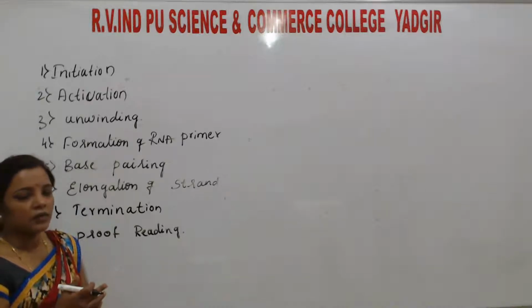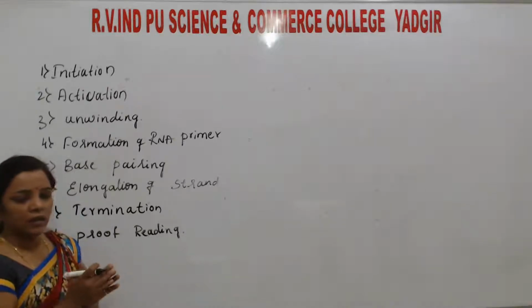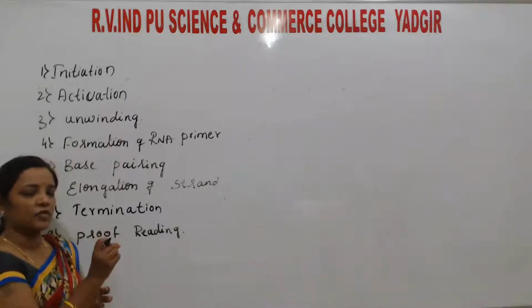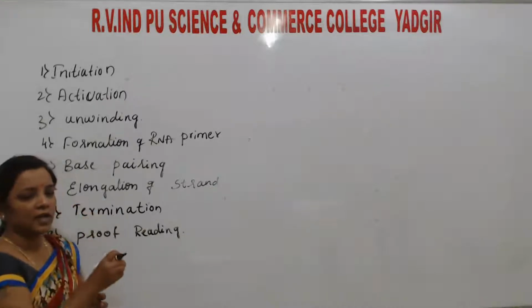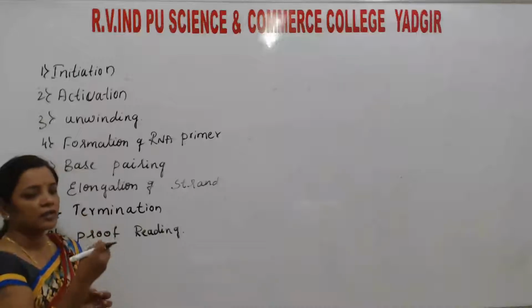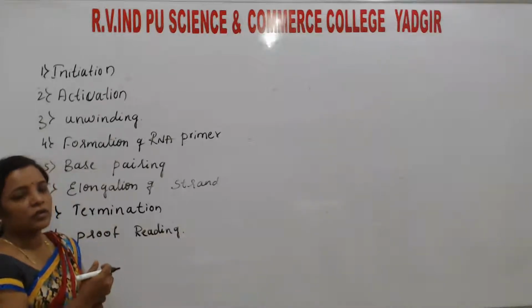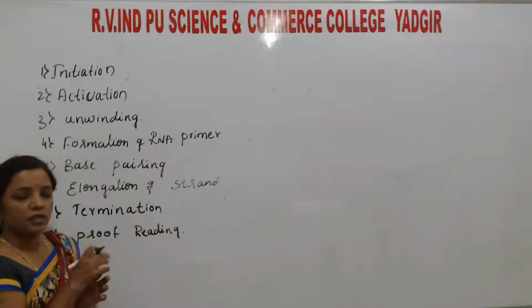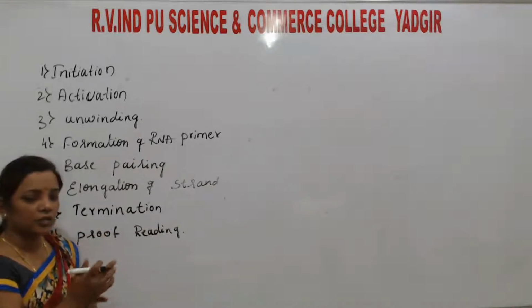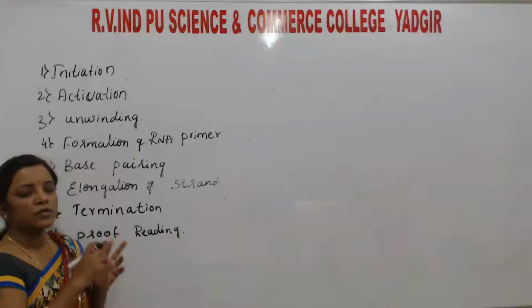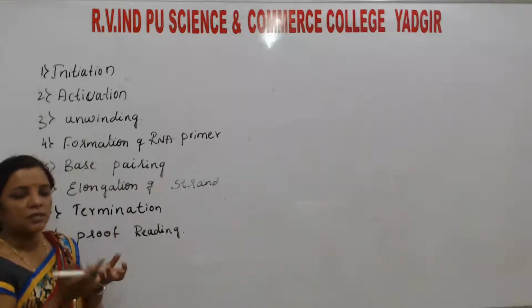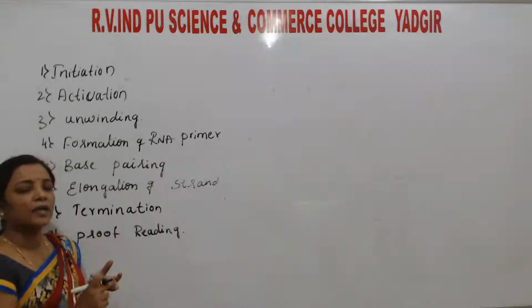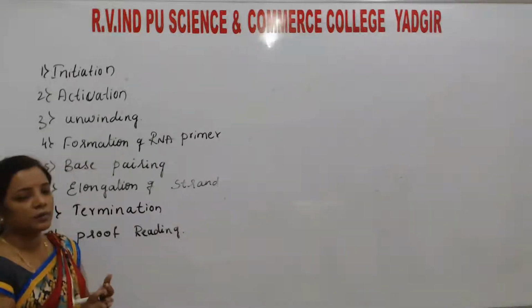As we have told, any DNA has a particular site which is called ori. Ori is where the replication will start: the origin, where it is initiated. Replication is by a semi-conservative, semi-discontinuous, and bidirectional method. These three terms you have to remember.